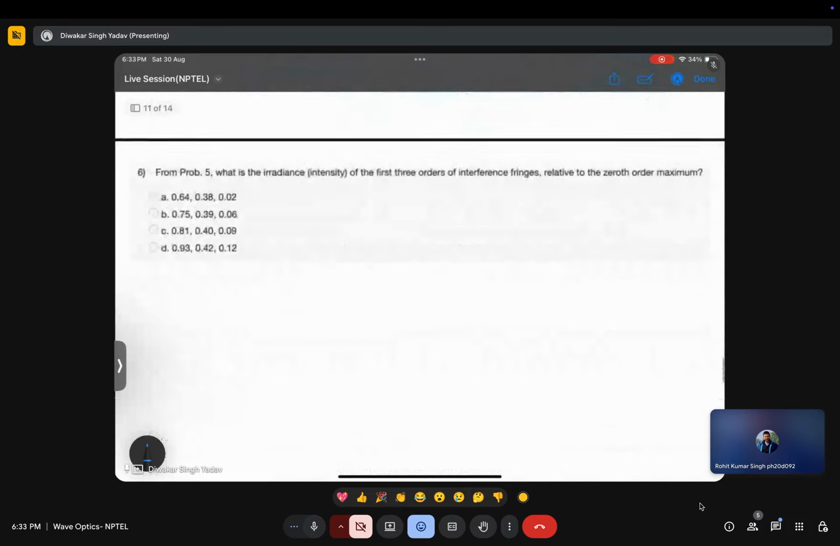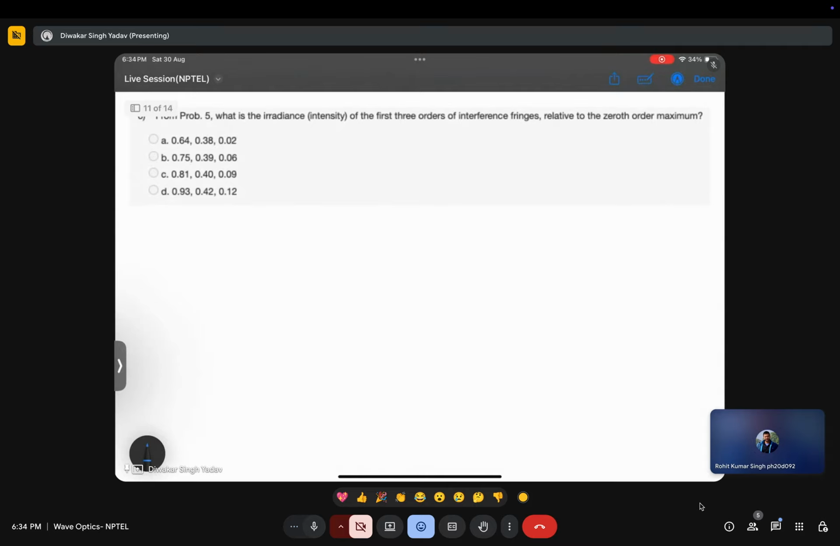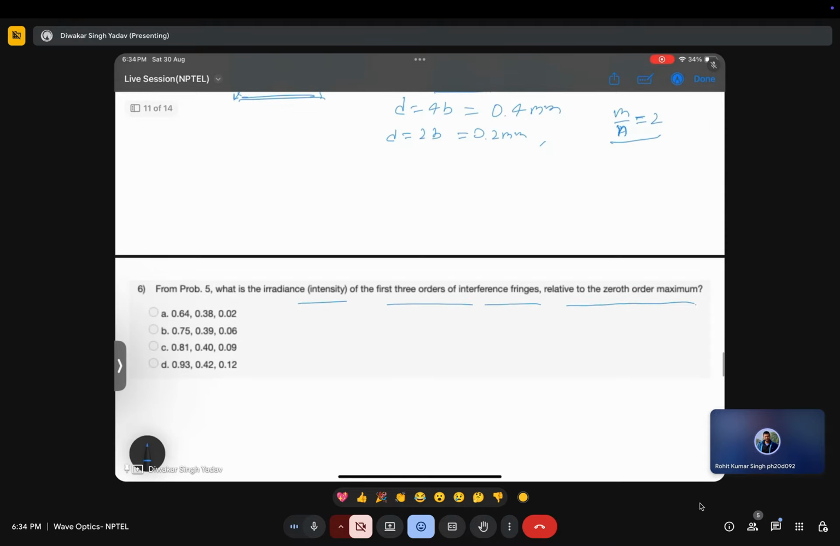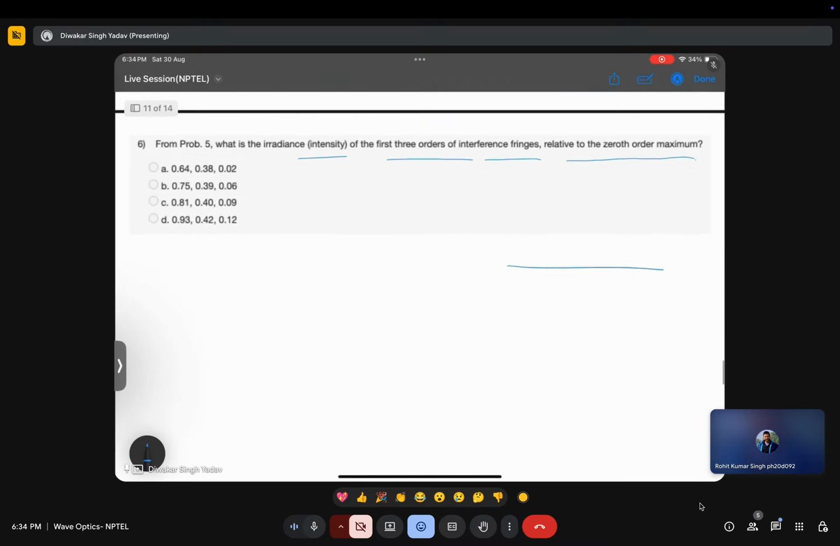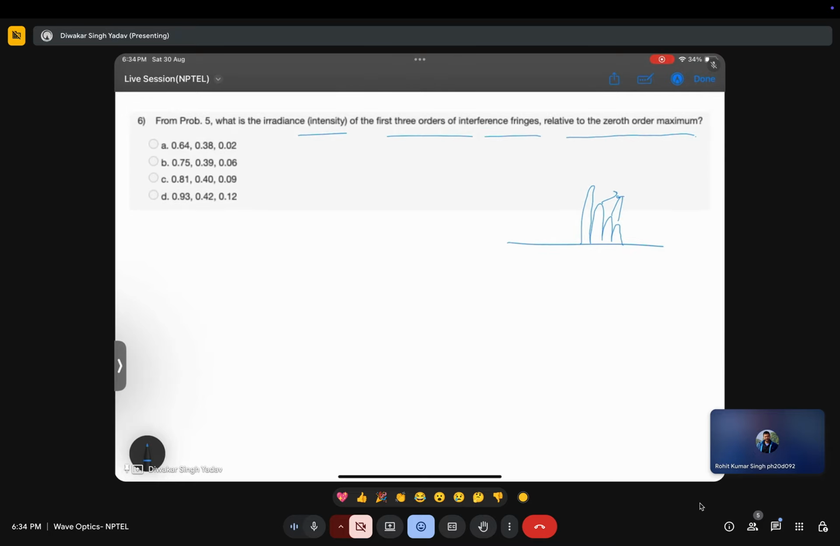Okay, so there is this problem which is based on the previous problem, which we can solve. From problem 5, what is the irradiance or the intensity for the first three orders of interference fringes relative to the zeroth order maxima? The zeroth order maximum is the middle one, the principal maximum, and then you have these. So for these first three fringes we have to find the relative intensity. This is easy, right?